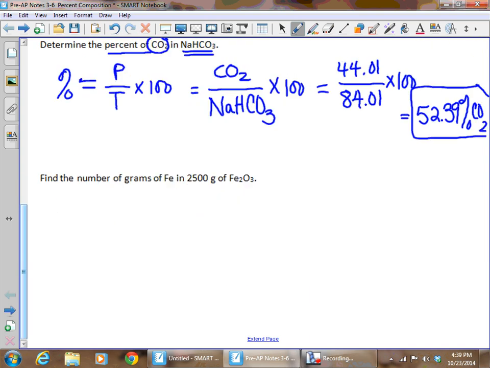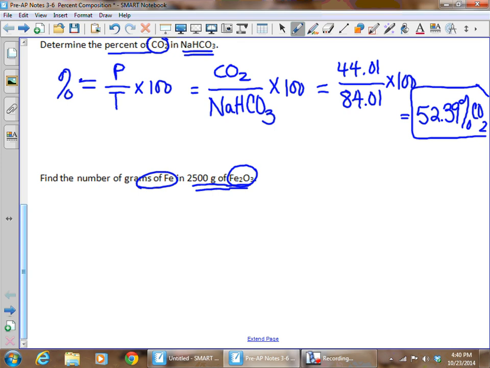The final type of problem that you're going to see looks like this. It asks us to find the number of grams of Fe in 2,500 grams of Fe2O3. So again, we're just looking for part of this whole. Before we can find out how much iron is in this compound, which might be interesting to us for a variety of reasons. Maybe this is an ore that we're mining and we don't care about the oxygen. All we care about is the iron because that's what we're going to sell to make our money. So we want to know if it's going to be worthwhile for us to actually mine this ore. So we need to know how much iron we're going to get out of this much iron oxide.